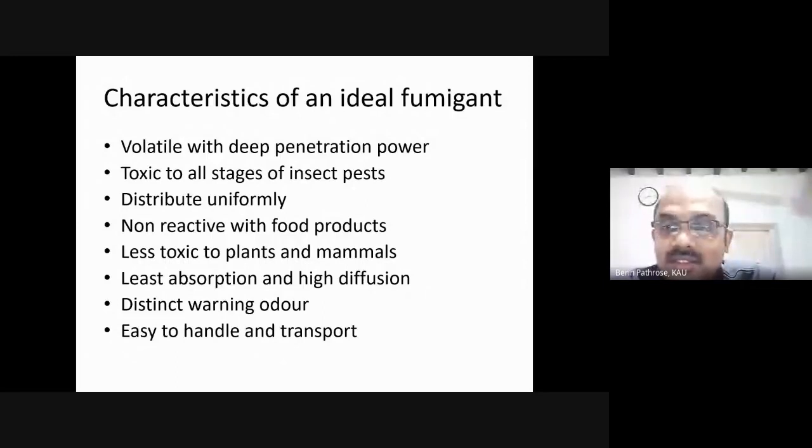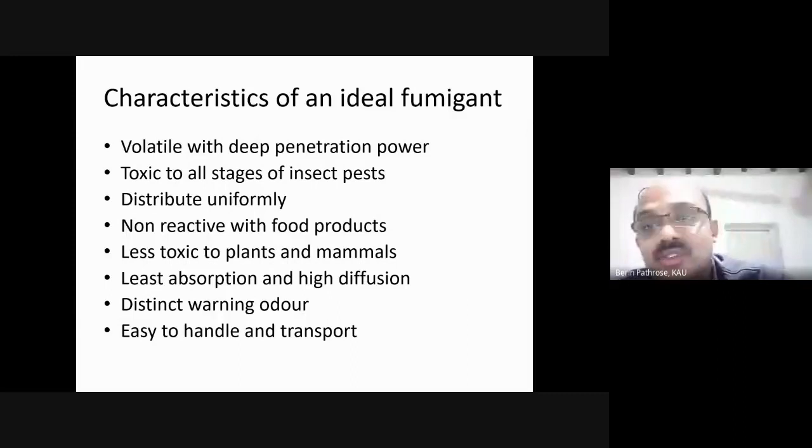Just like insecticides, sometimes certain insecticides are effective against larval stages. They won't be effective against adult stages. There are insecticides like that which are used in the field. But in storage, whatever fumigant we use, it is toxic to almost all stages of insects. So that's a character possessed by almost all fumigants, and it should distribute uniformly. That's what I told: it should distribute uniformly.